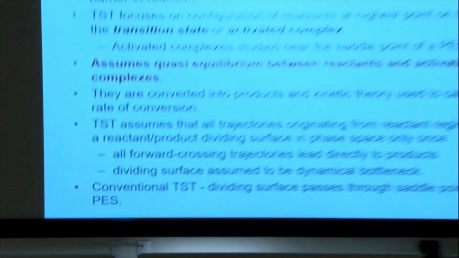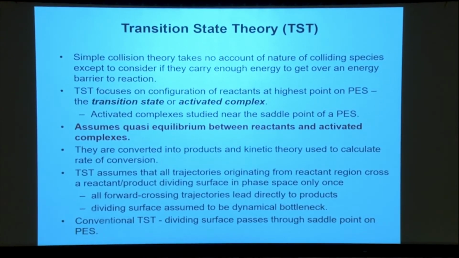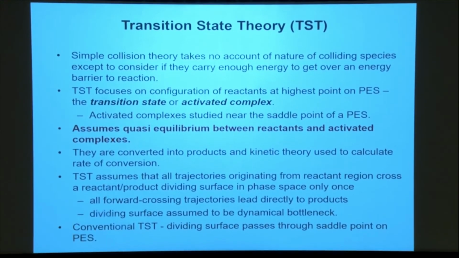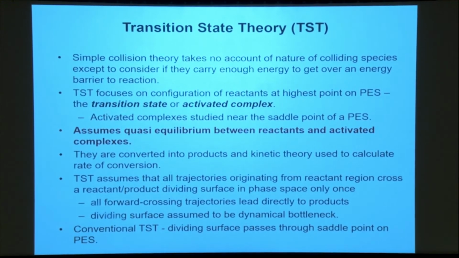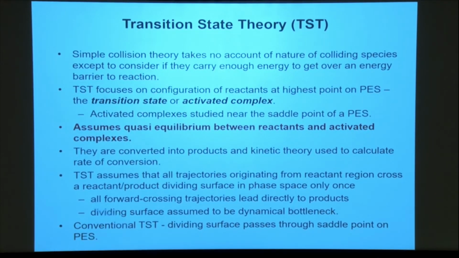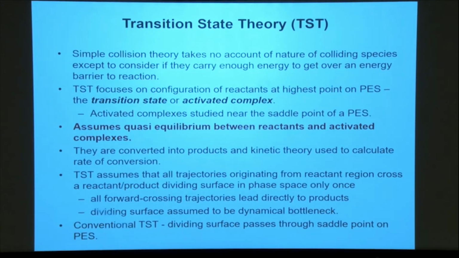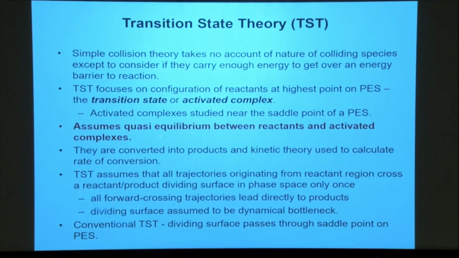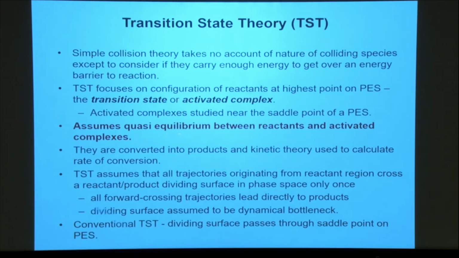So going back to transition state theory, this focuses on the configuration of the reactants at the highest point on our potential energy surface, so the transition state, or where we've got this activated complex, as I think I said yesterday. And so transition state theory is studying activated complexes near this saddle point of the potential energy surface. And as I mentioned yesterday, generally we assume quasi-equilibrium between the reactants and the activated complexes, and then we're looking at the fluxes from the activated complex to the products to estimate our rate constants.